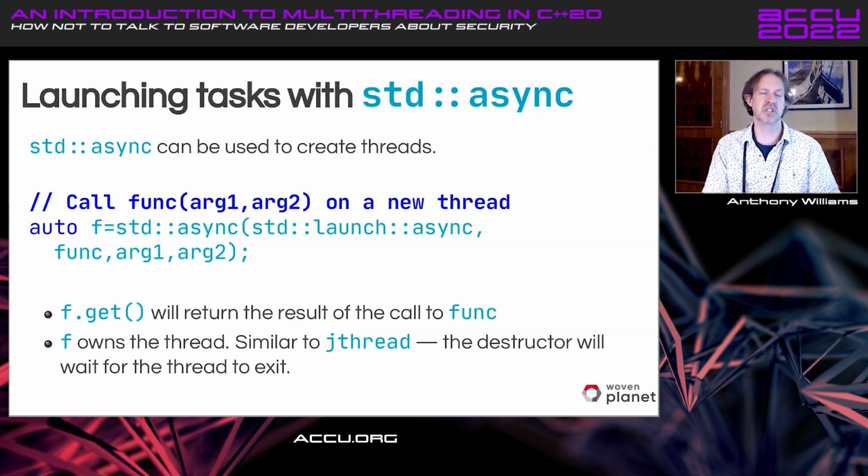You don't want to suddenly find that when you call get, it's going to actually run your other function inside the get, which you weren't expecting at all. So you do want to pass that std::launch::async as the first parameter.